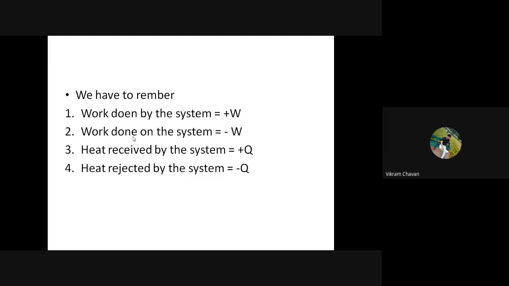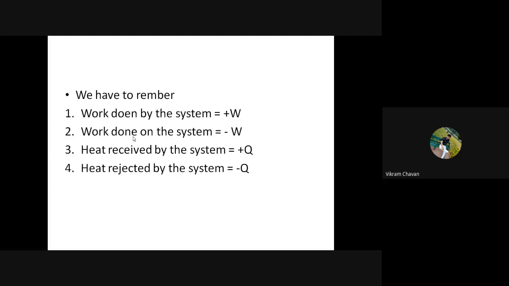Then the third, this is about heat or energy. Heat received by the system, that is, heat received from another system or from the surroundings, will be considered as positive heat. Whereas heat rejected by the system will be considered as negative heat or negative energy. So these four points we need to remember while dealing with problems related to the first law of thermodynamics. Please note down.